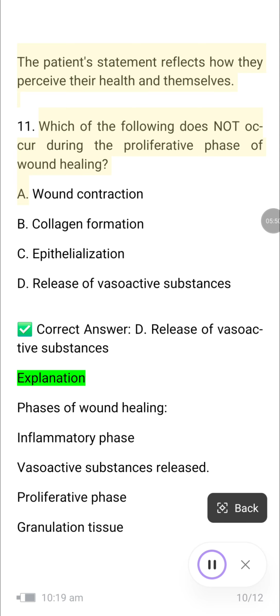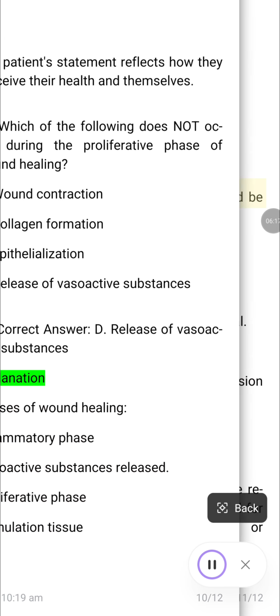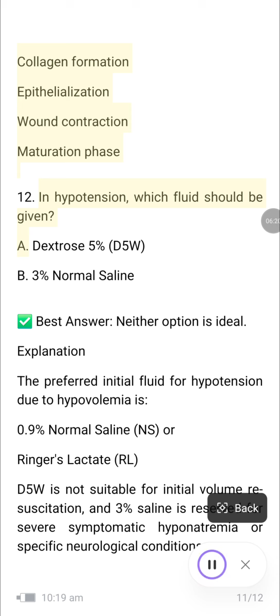Which of the following does not occur during the proliferative phase of wound healing? A. Wound contraction. B. Collagen formation. C. Epithelialization. D. Release of vasoactive substances. Check mark correct answer. D. Release of vasoactive substances. Explanation: phases of wound healing. Inflammatory phase, vasoactive substances released. Proliferative phase, granulation tissue, collagen formation, epithelialization, wound contraction. Then the maturation phase.